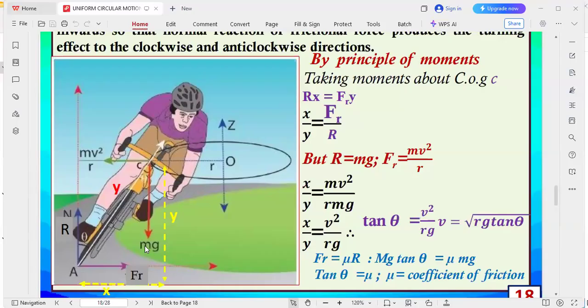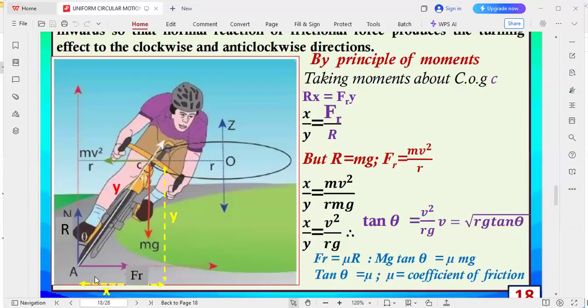So here we apply the principle of moments. We can see theta here. Theta is the angle between the bike and the vertical line through the center of gravity. So clockwise moments equal anti-clockwise moments. The clockwise force here is this one here, the reaction force, clockwise.